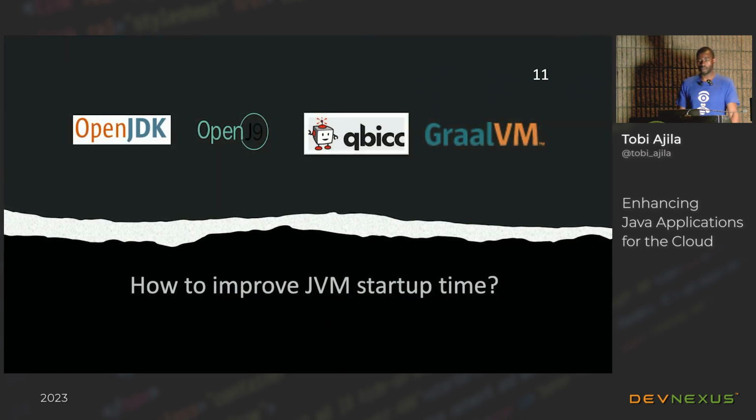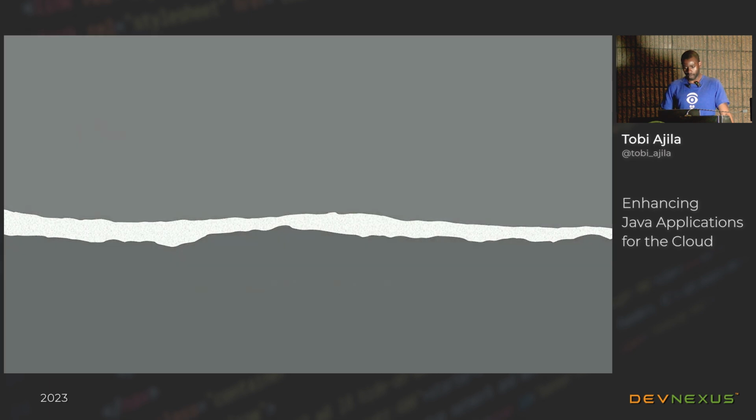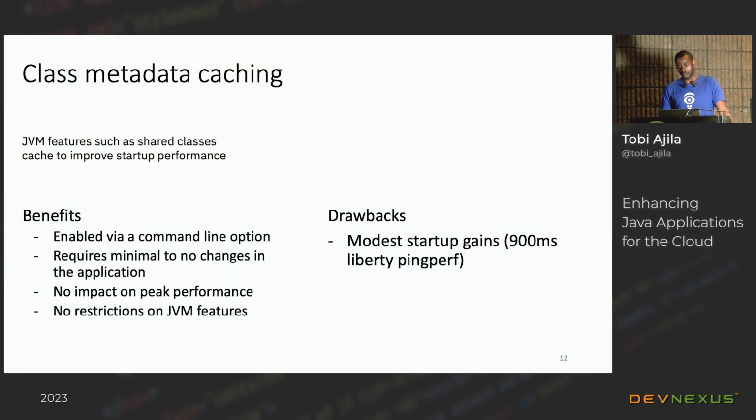Right, so what can we do to improve JVM startup? I'm going to show you a few solutions that are currently being looked at in the industry. Some have been around for some time, some are fairly new, and I'm going to discuss some of the pros and cons of each one. The first approach to improving startup time is class metadata caching.